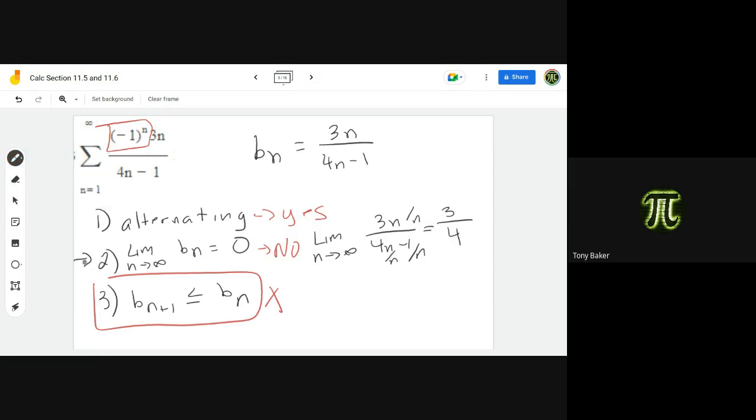Since it failed this one, remember the test for divergence says the limit as n goes to infinity of Bn does not equal 0, which I just did, and it equals 3/4. So therefore, it diverges based on the test for divergence.